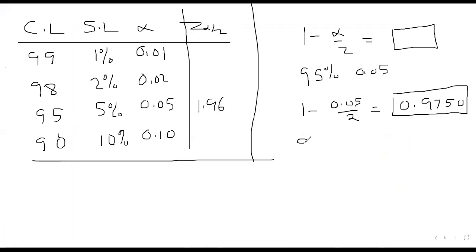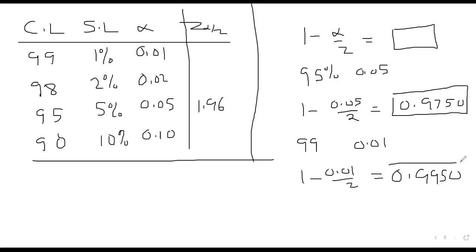All right. So how about the Z for 99%? We know that our alpha is 0.01. So what we do is 1 minus 0.01 divided by 2. What are you getting when you calculate that? 0.01 divided by 2, then 1 minus the answer. We get 0.995. So let's look for this one inside the table.